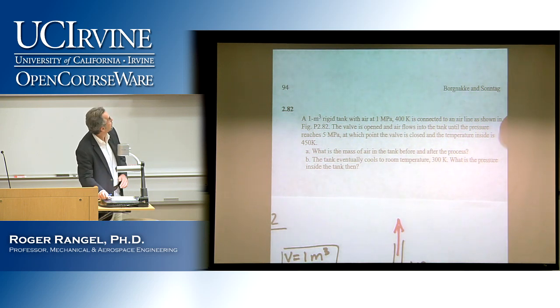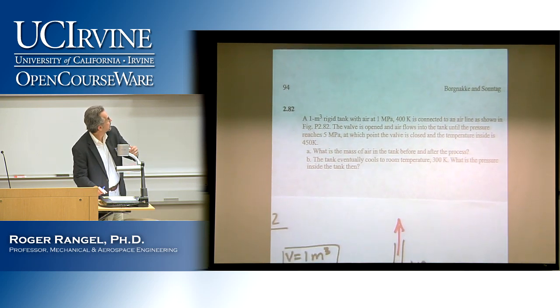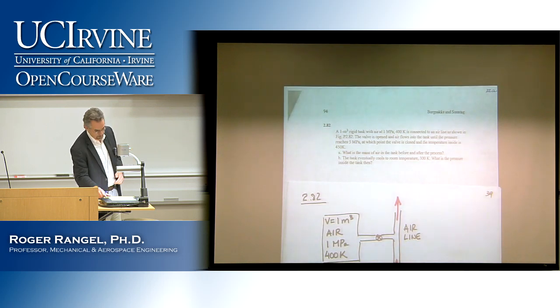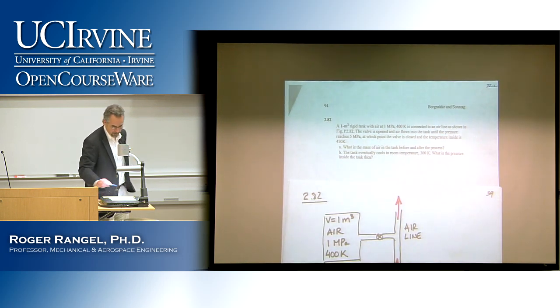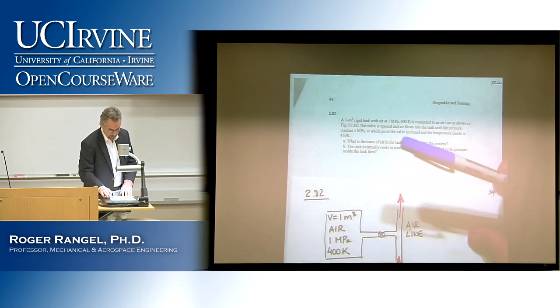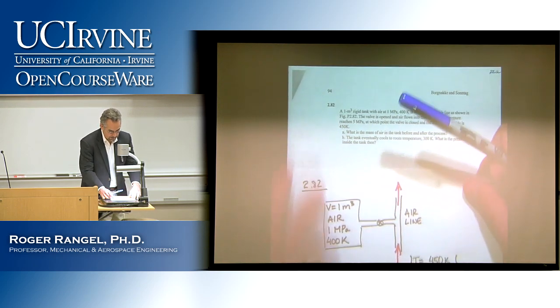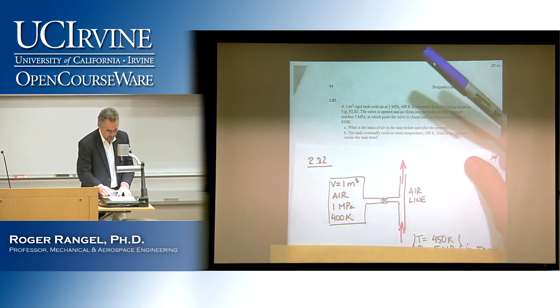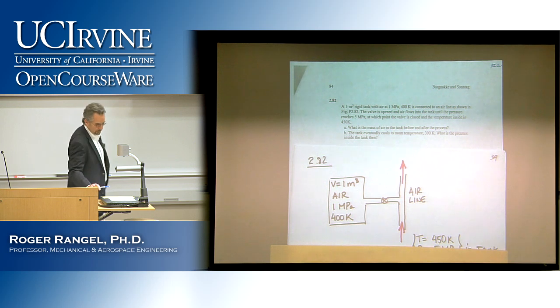And this is way too big. All right. So here's the tank, 1 cubic meter. It has air at 1 megapascal and 400 Kelvin. And it's connected to this line that carries air. There is a valve.